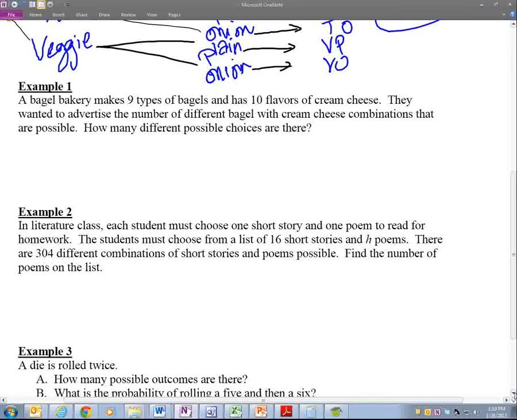So again, bagels. A bagel bakery makes 9 types of bagels and has 10 flavors of cream cheese. They wanted to advertise the number of different bagel with cream cheese combinations that is possible. How many should they advertise? How many possible are there?